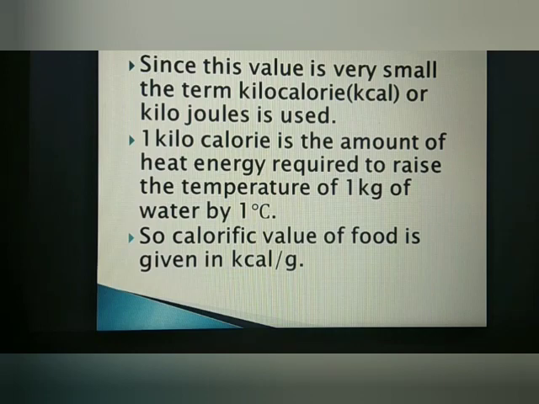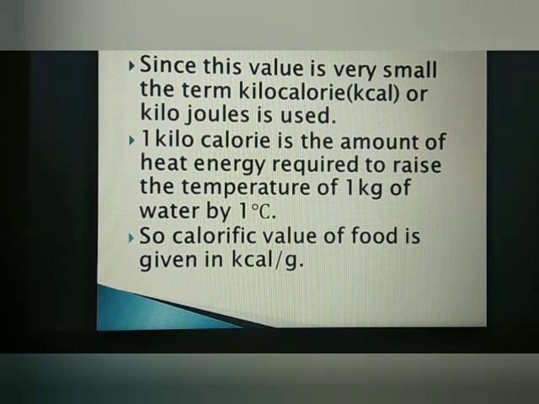So since the calorie is very small or tiny, the kilocalorie is used, and it is the amount of heat energy required to raise the temperature of 1 kilogram of water by 1 degree Celsius.